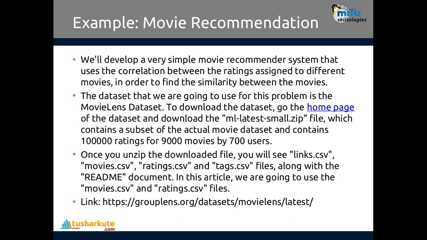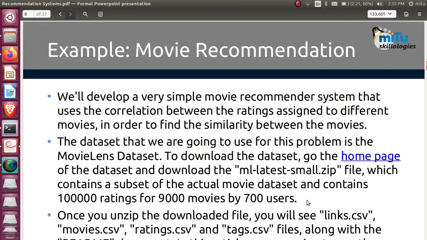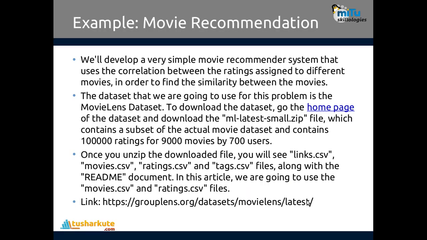We'll develop a very simple movie recommender system that uses the correlation between the ratings assigned to different movies in order to find the similarity between the movies. Let's use a dataset. The dataset that we are going to use for this problem is MovieLens. It's a very popularly used dataset.